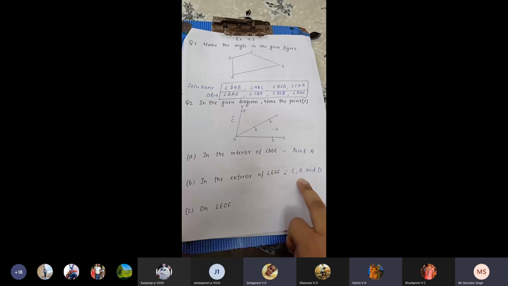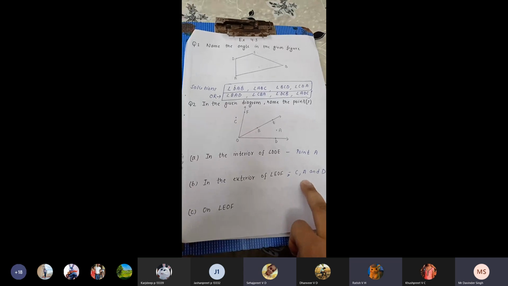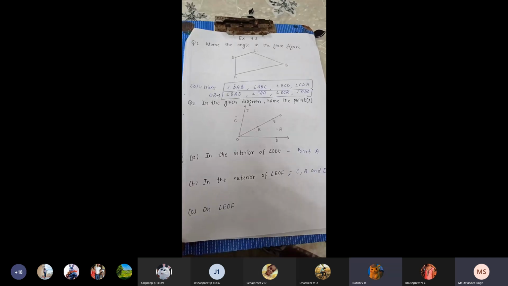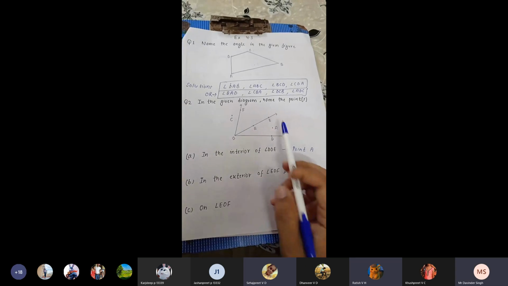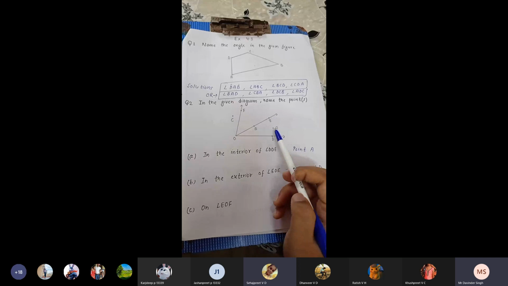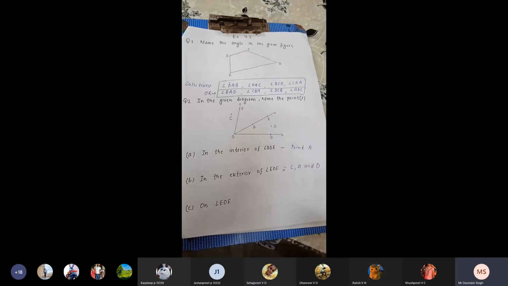Okay, any doubt to anyone, you can ask me. No, sir. Ratish, your voice is very low. I am not able to listen. Beta, A will also be in the exterior, right? Why? Because it is not interior. You can see it is outside the angle. So A, D and C are the exterior.